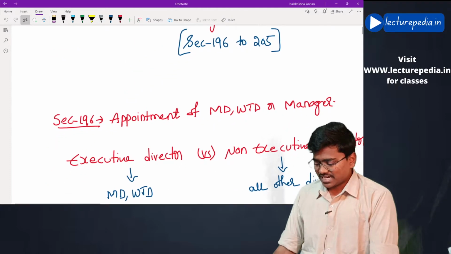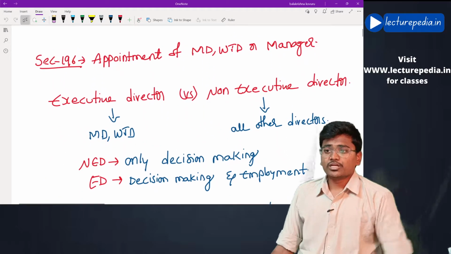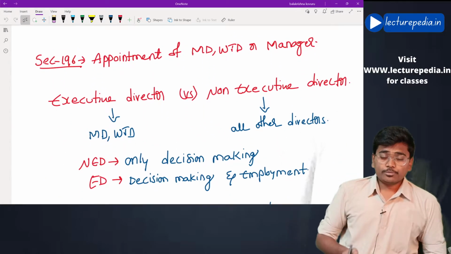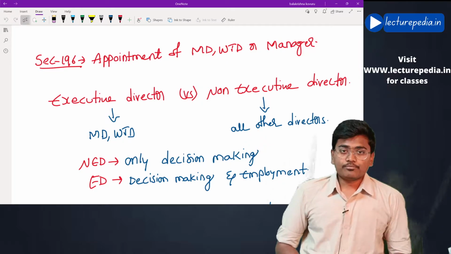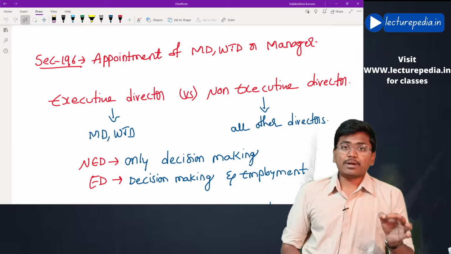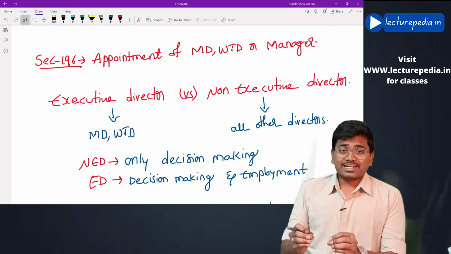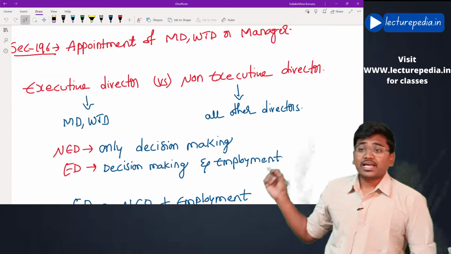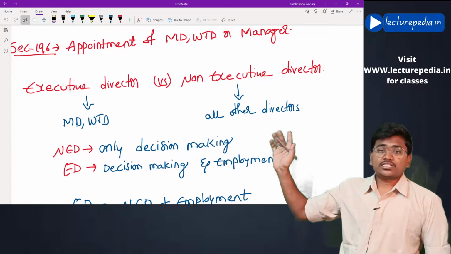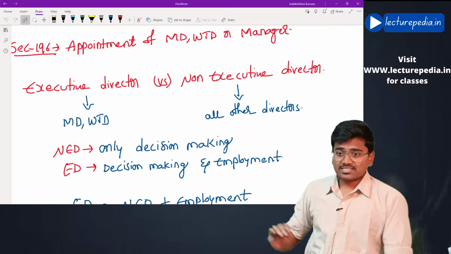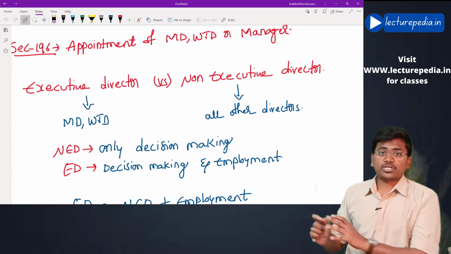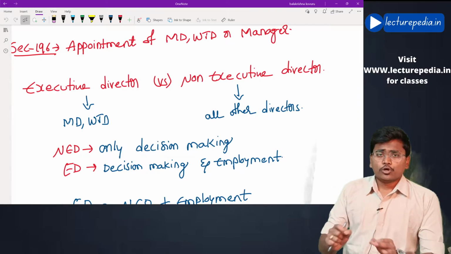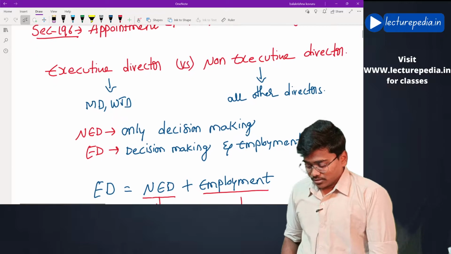First of all, we will start with section number 196, which deals with appointment of managing director, whole-time director and manager. Before reading this section, first of all, let us understand the difference between executive director and non-executive director. After understanding that difference, we will start with section number 196.